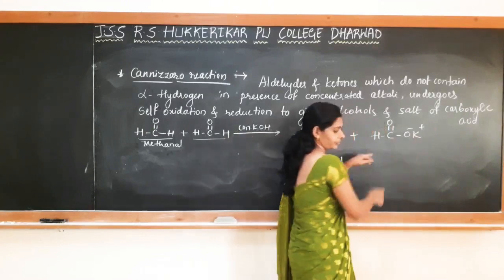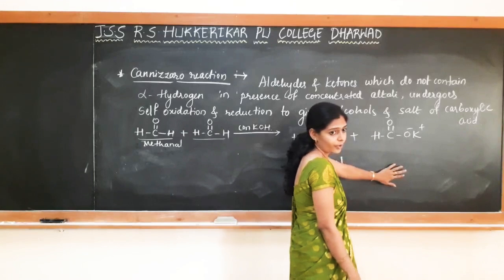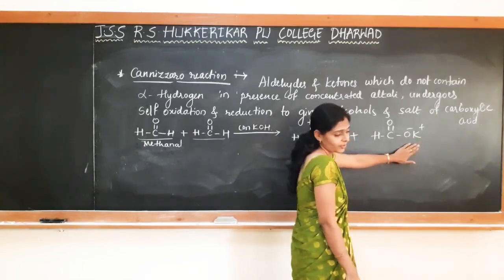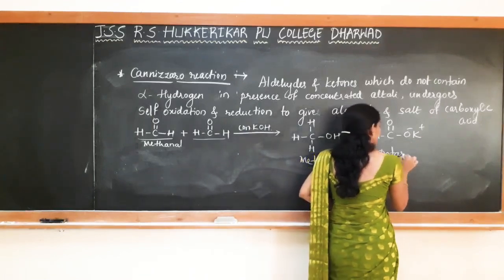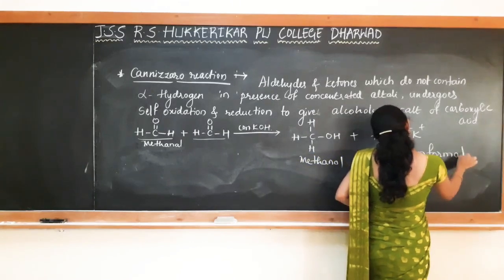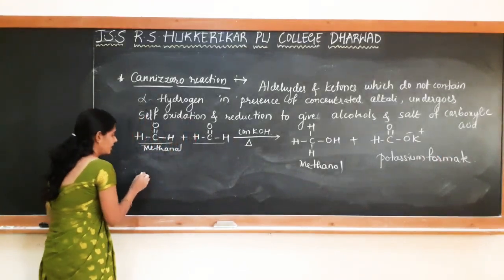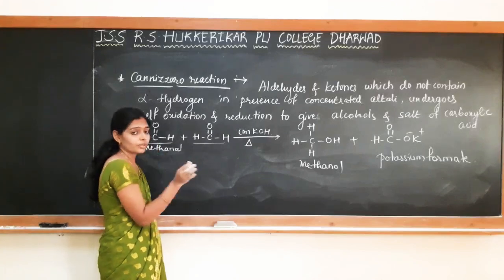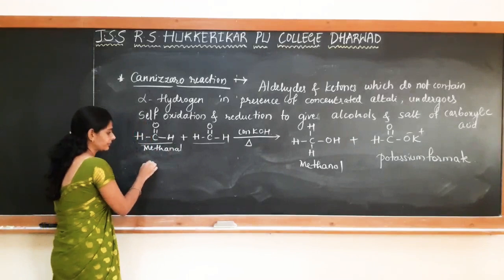So this is potassium formate, or potassium methanoate, formed as the oxidized product, the potassium salt of a carboxylic acid. So the name is potassium formate or potassium methanoate. On heating, the reaction takes place. You should remember that. They are very slow organic reactions, so most of these reactions take place only on heating.